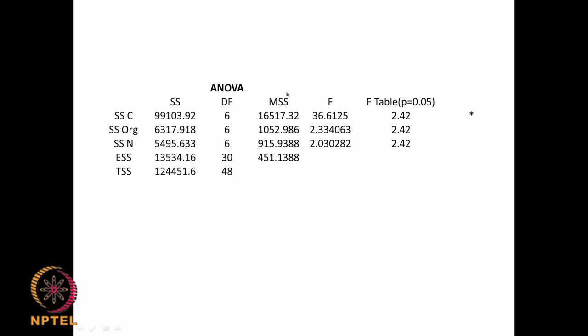Okay. So how do you get the mean sum of squares? You divide this by 6, this by 6, this by 6, this by 30. So mean sum of squares. How do you do the F table? F ratio, this divided by this gives you 36, this divided by this gives you 2.3, this divided by this gives you the next. So these are the F values. Now we need to compare with the F table for 6 into 30 degrees of freedom for a probability of 0.05.